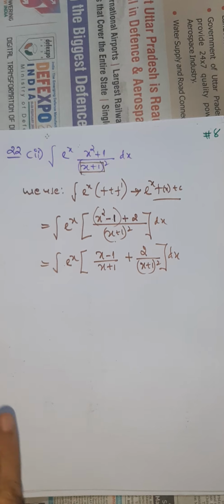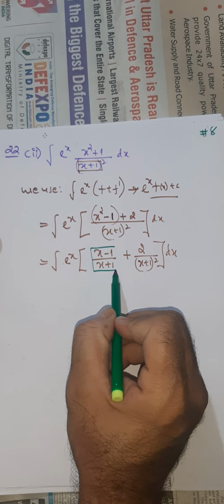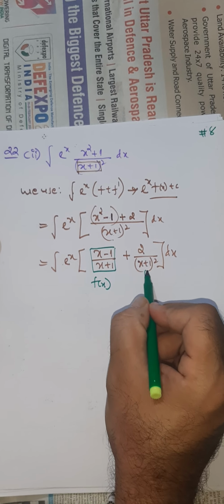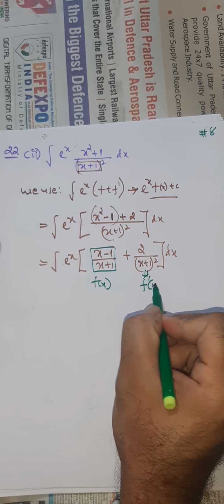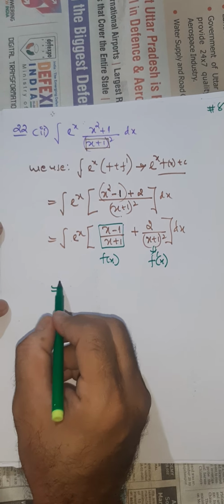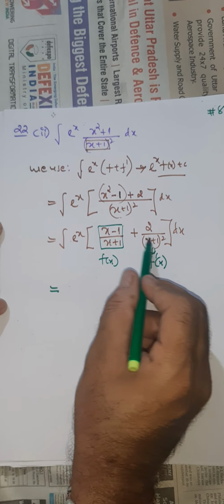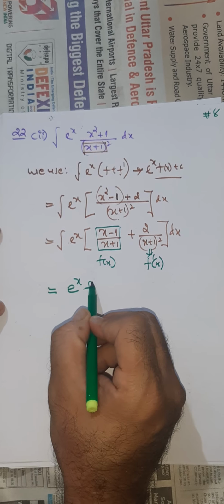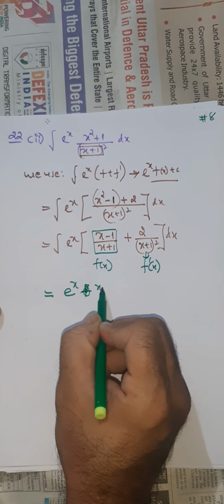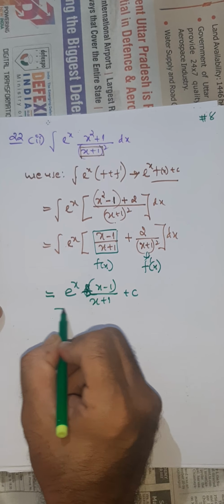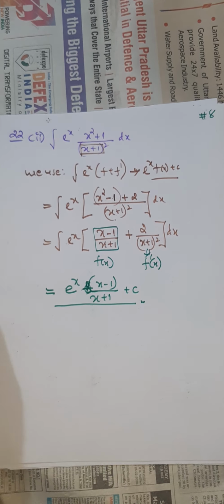Now you just need to verify by the division rule that if I take this as fx and differentiate by the division rule, you will see that this is f dash x. So here e raised to x into f plus f dash, so e raised to x into fx. fx means what? x minus 1 upon x plus 1, plus c. That is the required integral.